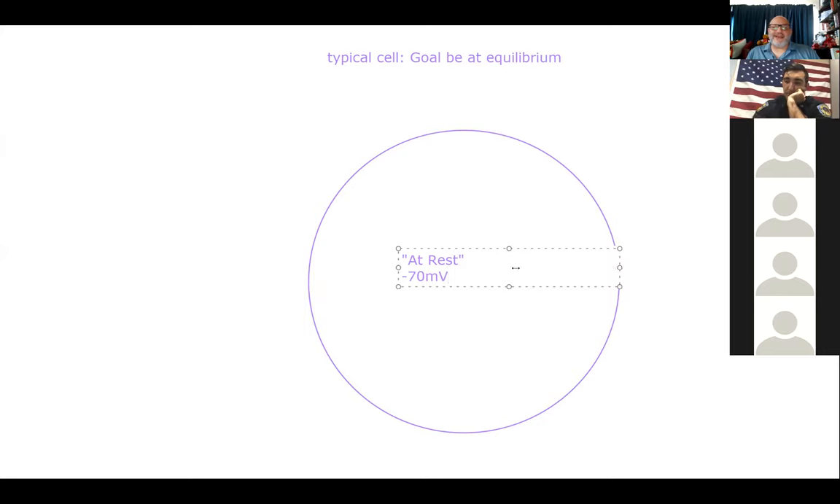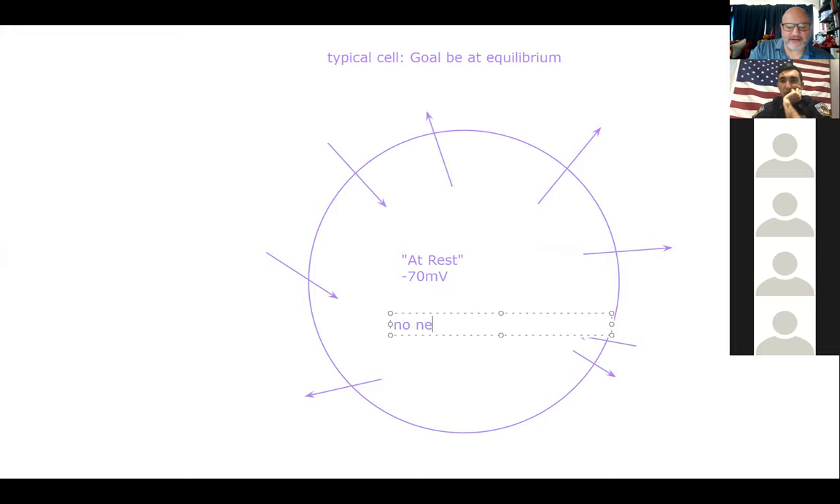Now, when we say at rest, it really isn't truly at rest. As we've talked about, there's massive stuff going on. Sodium is coming in, potassium is leaving. We have pumps moving things in and out. Calcium is being pumped out, chloride's leaking in. There's all this stuff going on in and out of the cell. But at rest, the key is there is no net change. The amount of positive things coming in, negative things coming in, positive things leaving, and negative things leaving are all equal.